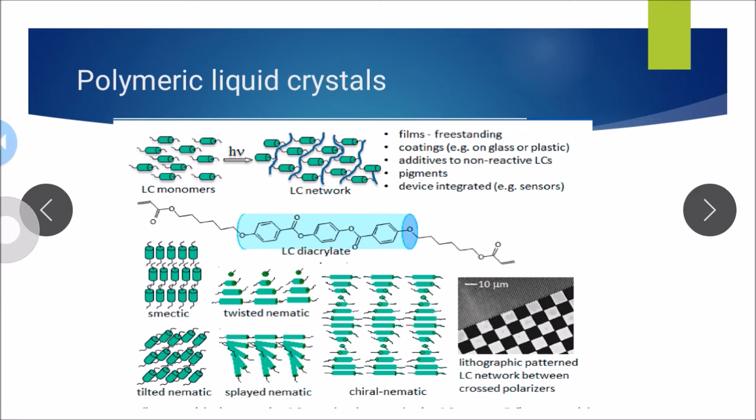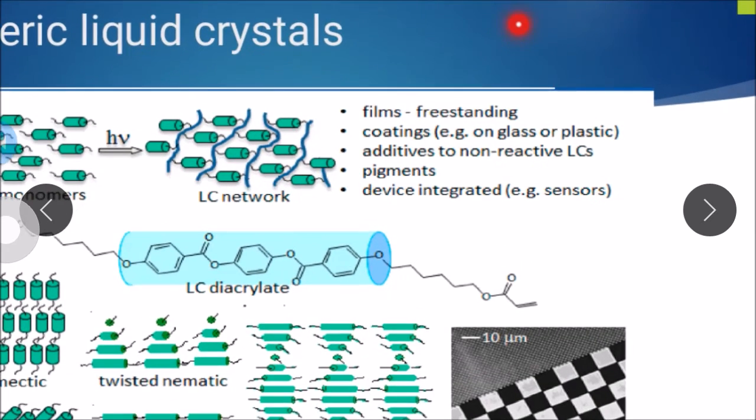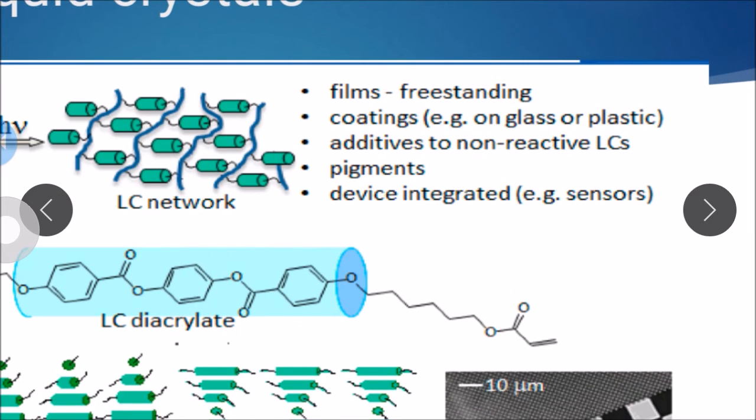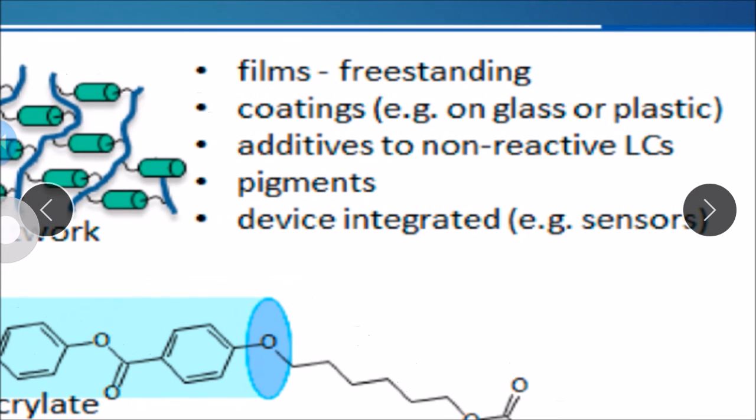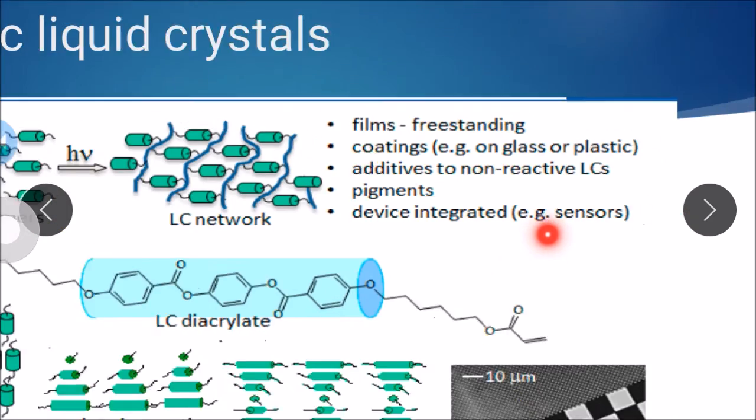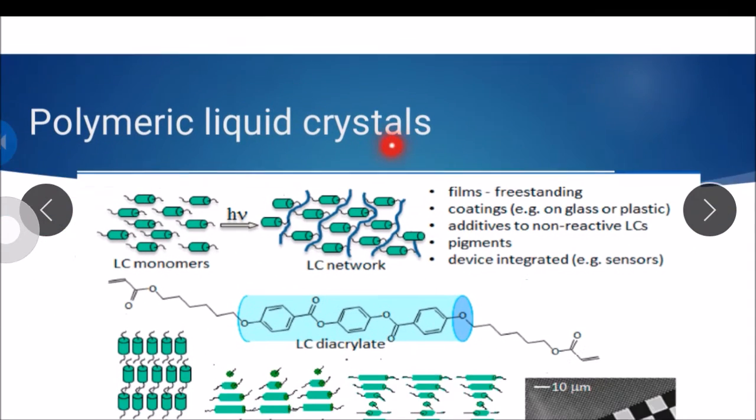Next, polymeric liquid crystals, which are usually prepared from monomers. Here LC monomers, when we pass photo radiation, become an LC network, that is, the liquid polymeric material is formed. Films, freestanding coatings on glass or plastics, additives to non-reactive LCs, pigments, device integrated sensors: in all those materials, these polymeric materials are used.